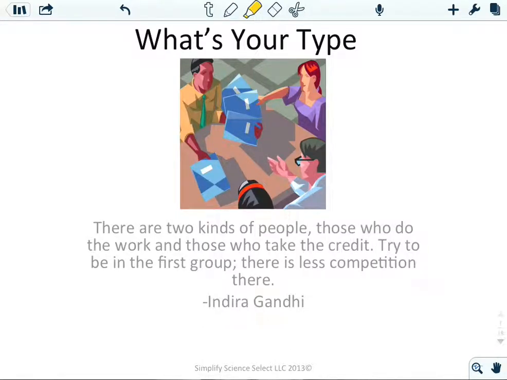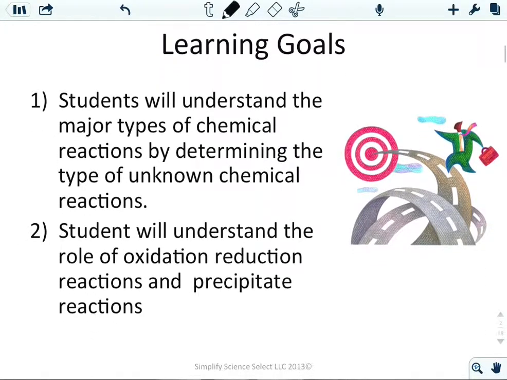Okay, so let's go ahead and talk about what's your type. So in this PowerPoint, we're going to be introducing just the five basic chemical reactions that we're going to see. The quote that we have here: there are two kinds of people, those who do the work and those who take the credit. Try to be in the first group. There's less competition.